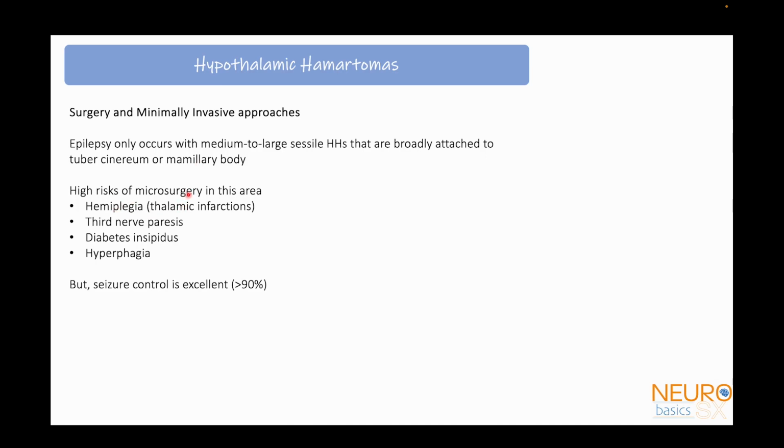So there are high risks of microsurgery in this area. You can damage the vessels and have hemiplegia. You can have third nerve paresis. You can have diabetes insipidus. You can have hyperphagia. But if you do go ahead and resect them, seizure control is excellent.